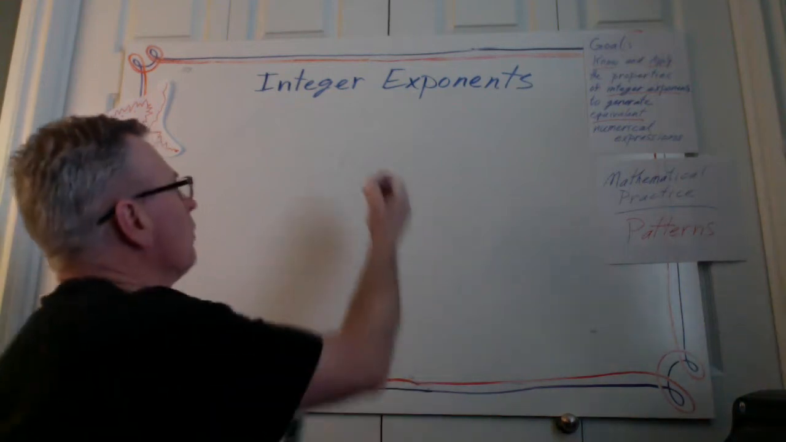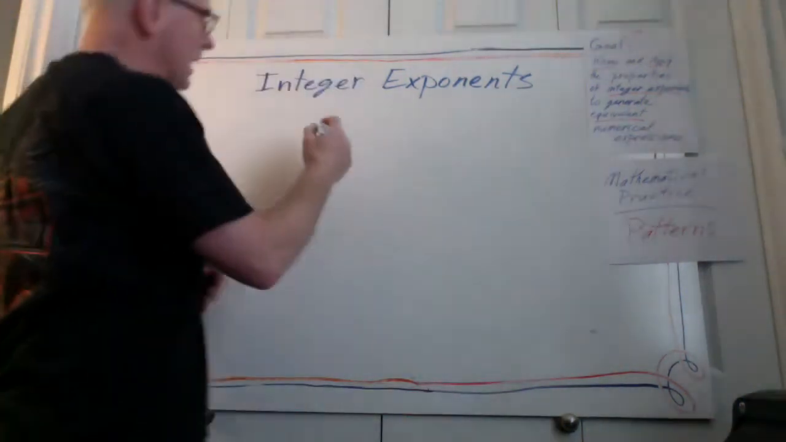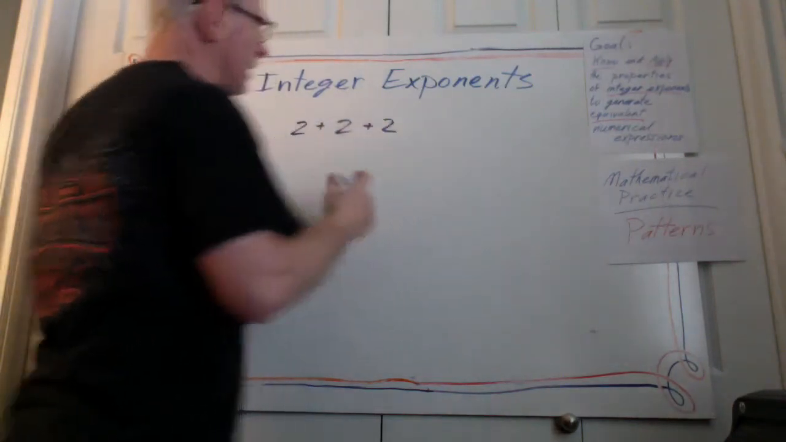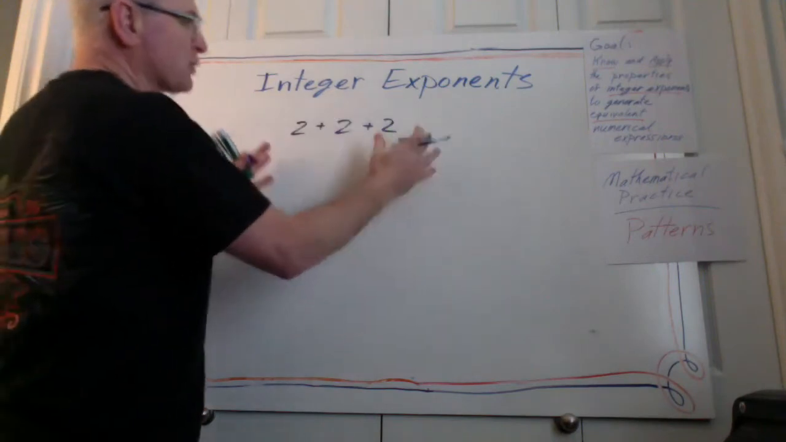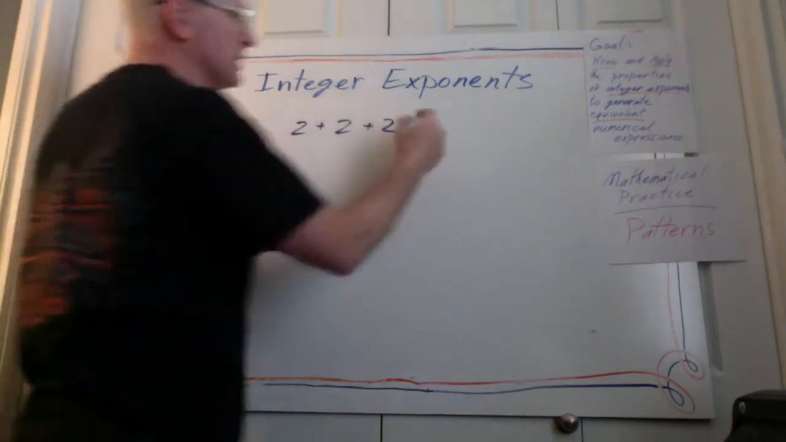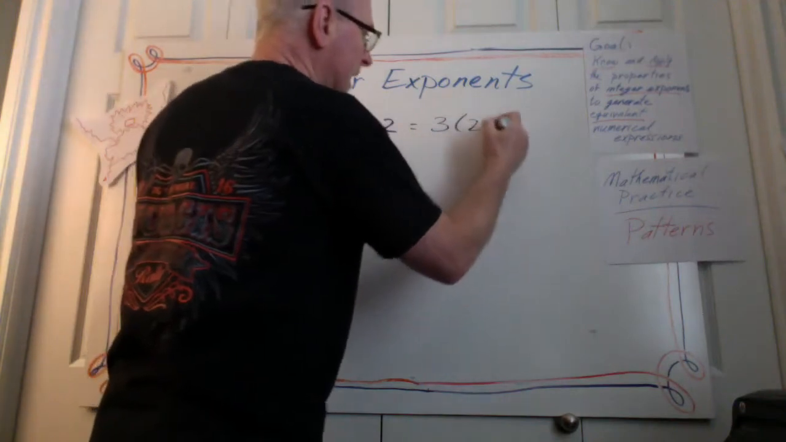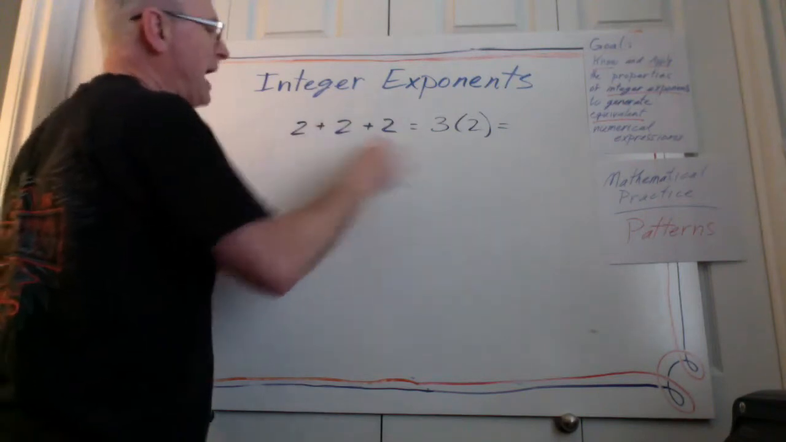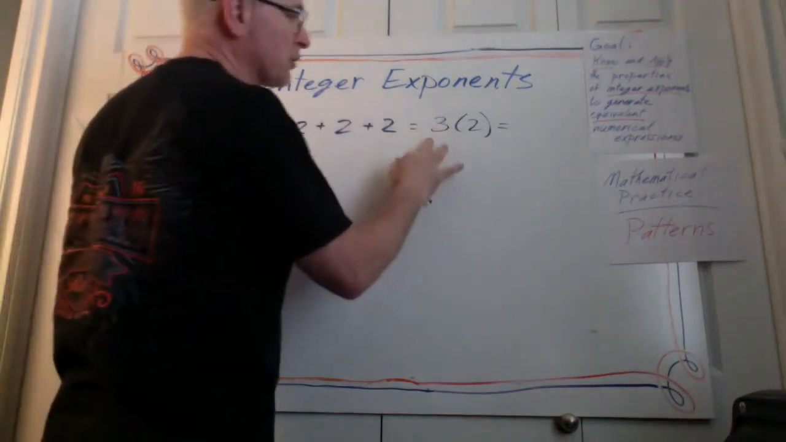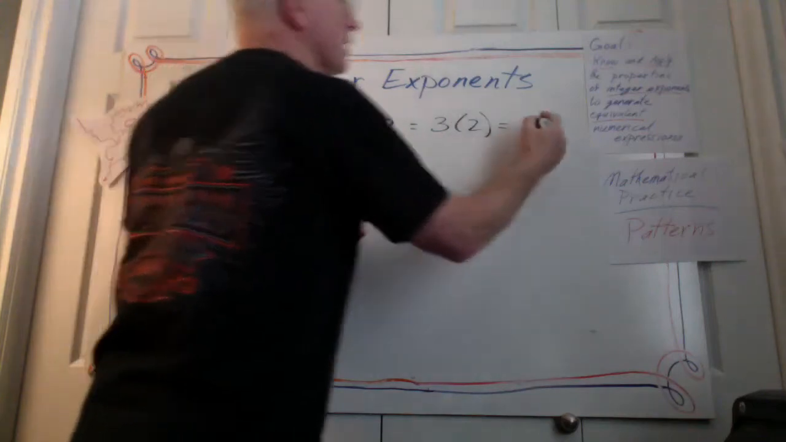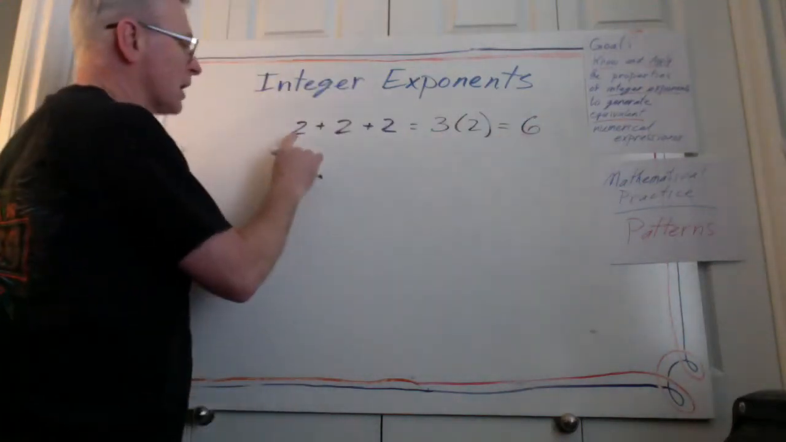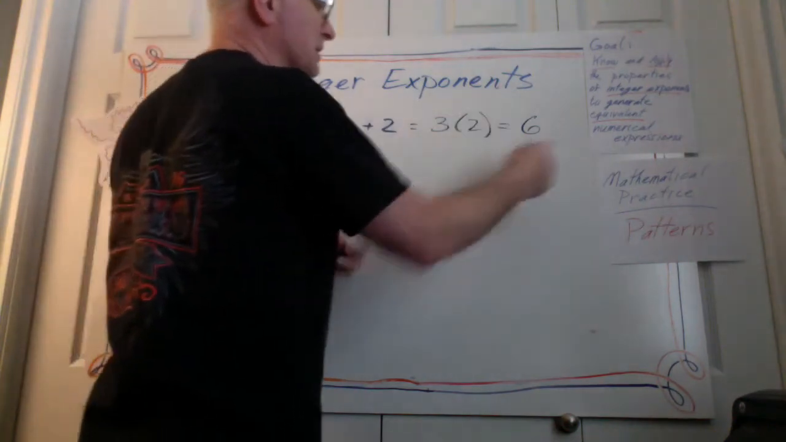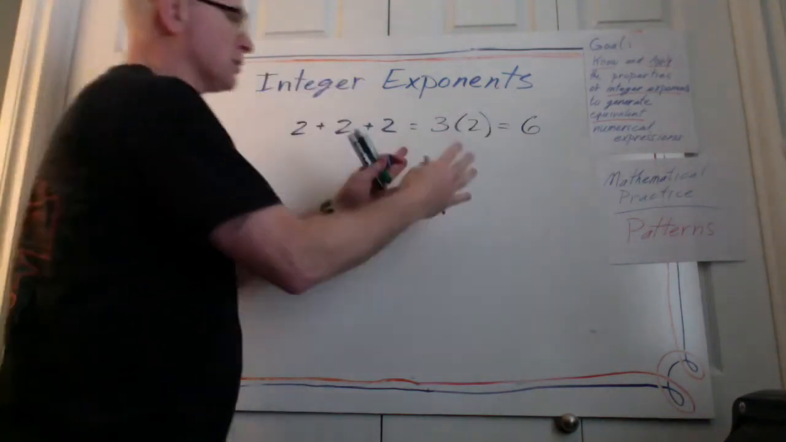Well, if you have something like 2 plus 2 plus 2, we recognize this as repeated addition, and repeated addition is really multiplication. I don't have to keep adding. It's the same number each time, and it's repeated 3 times. So it's 3 times 2, which is 6, because this is a group of 2, 3 times. So repeated addition becomes multiplication.